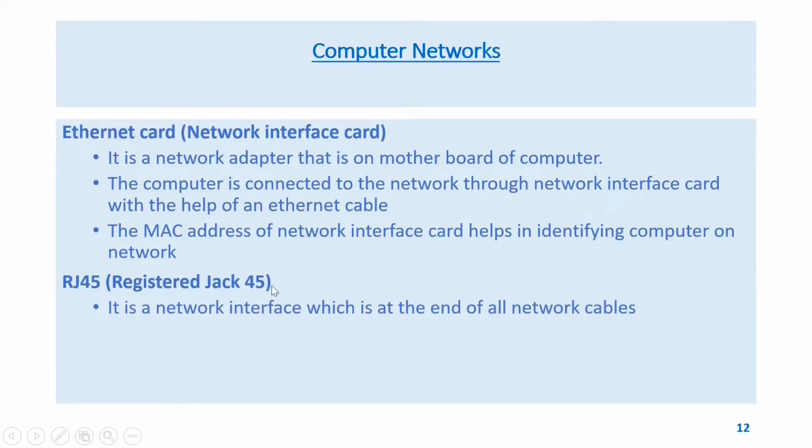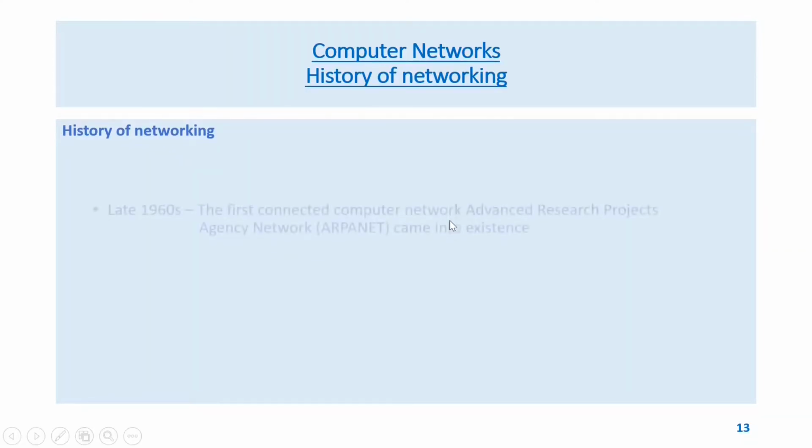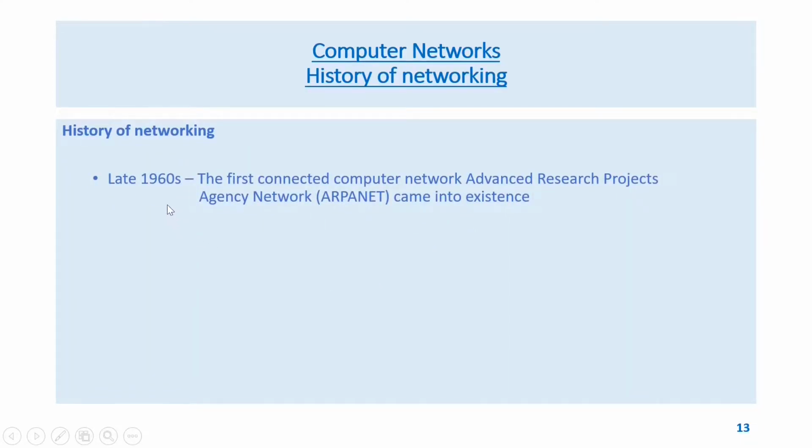RJ45, registered jack 45. It is a network interface which is at the end of all network cables. It has 8 pins. Used mostly in Ethernet cables. History of networking. Late 1960s, the first connected computer network, Advanced Research Projects Agency Network, ARPANET, came into existence.